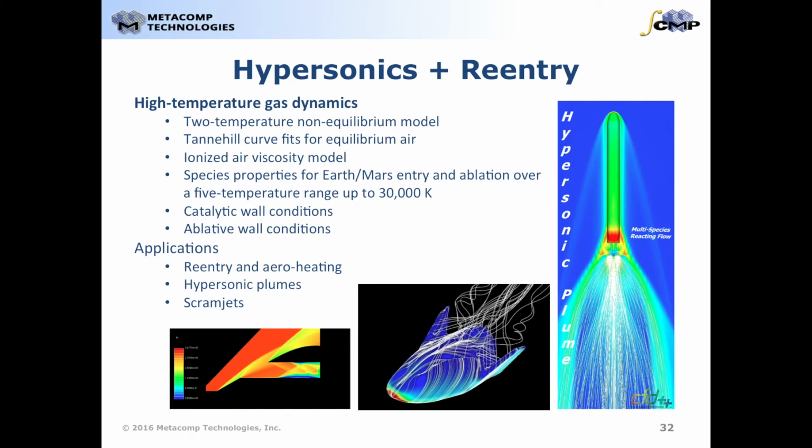For hypersonics and reentry, CFD++ includes a two-temperature model for thermal non-equilibrium flow and also Tannehill curve fits for equilibrium air. An ionized air viscosity model can be used for improved accuracy of viscosity and thermal conductivity at higher temperatures. Species properties for reentry simulations are available over a 5-temperature range up to 30,000 Kelvin, including carbon dioxide for Mars' atmosphere and various carbon and hydrogen molecules, atoms, and ions for ablation. Several catalytic and ablative wall conditions can be applied. These models have been applied to reentry flows, high-speed heat transfer, and scramjets.